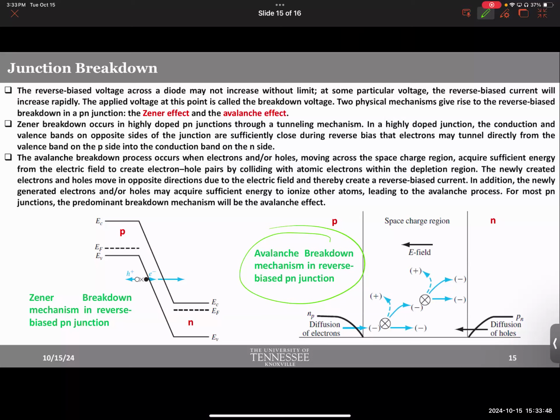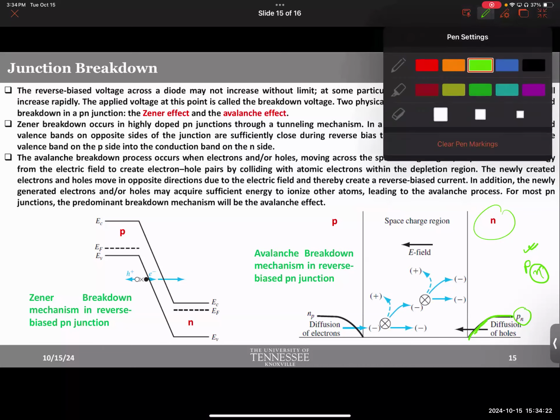So in avalanche breakdown, apparently, this is P-type, this is N-type, and there is a space charge region, and we have been dealing with it for a while. This is reverse bias, and let me explain what this thing is. This is the concentration of minority carriers. So P is the number of holes in the N region, which means this is a minority carrier concentration.